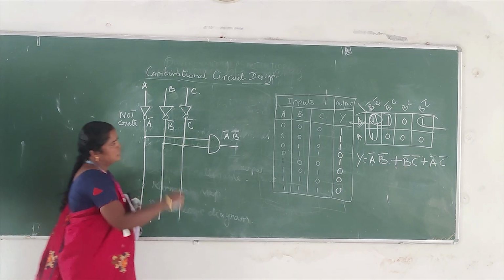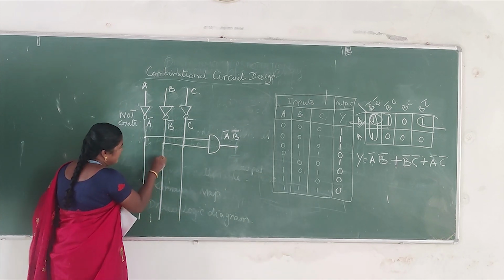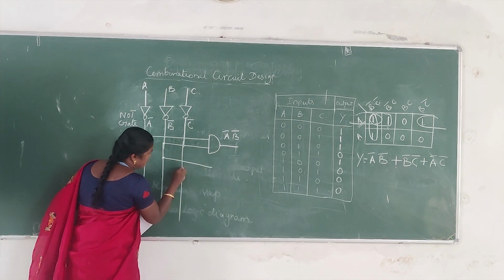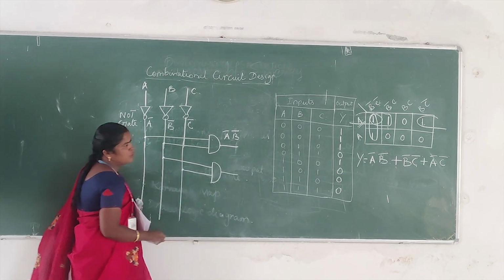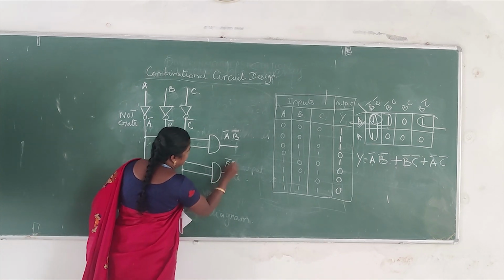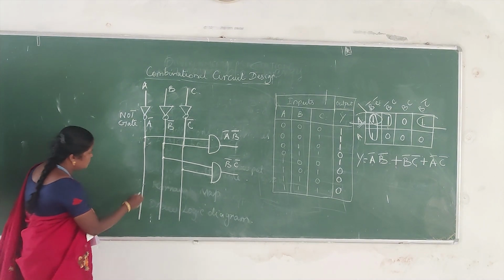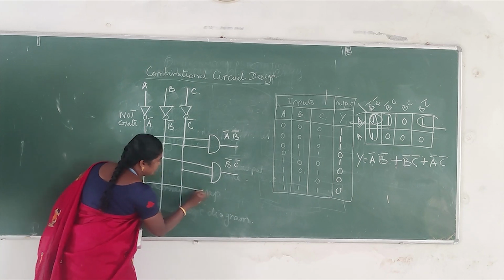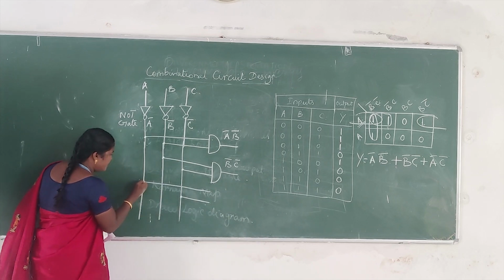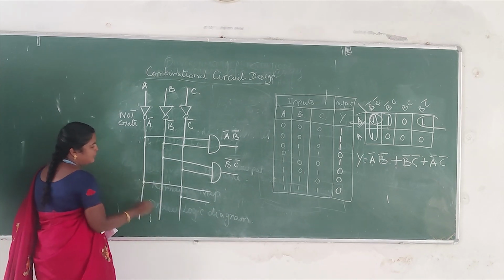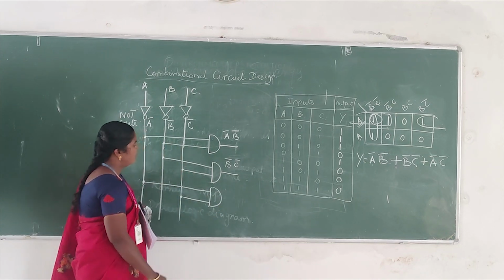Okay. The next one is B bar, C bar. B bar is here and then C bar. This is also a multiplication operation. B bar, C bar. The third term is A bar, C bar. So, A bar, we represent a dot here. Okay. C bar. This is also a multiplication. So, A bar, C bar.